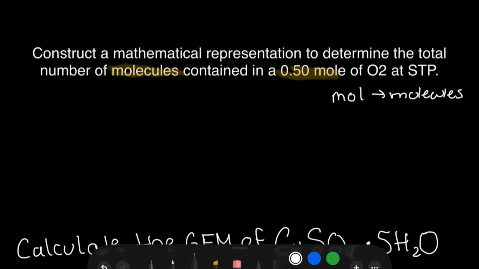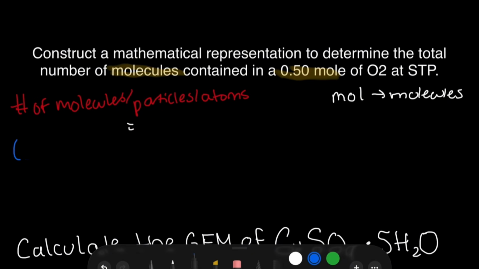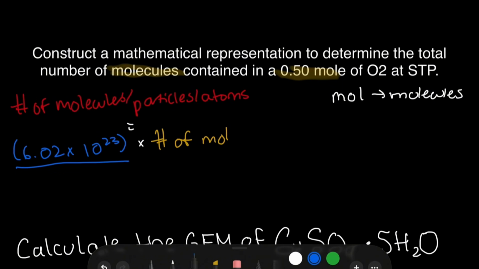So the formula that we use to find the number of molecules, atoms, or particles is, I'm just going to write it down. The number of molecules, particles, or atoms is equal to 6.02 times 10 to the power 23, which is also Avogadro's constant, times the number of moles that we have. Since this constant never changes, all we need is to find a substitute for the number of moles. And this value is already given to us in the question, which says 0.50 mole.